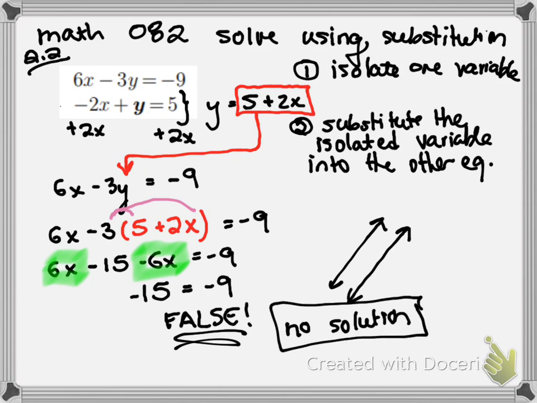Okay, so it doesn't mean that we did anything wrong at all. It simply means that this system of linear equations does not have a solution.